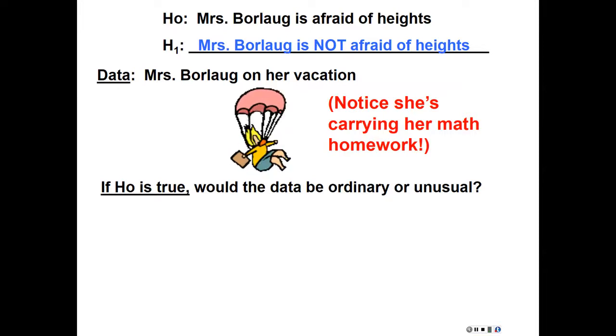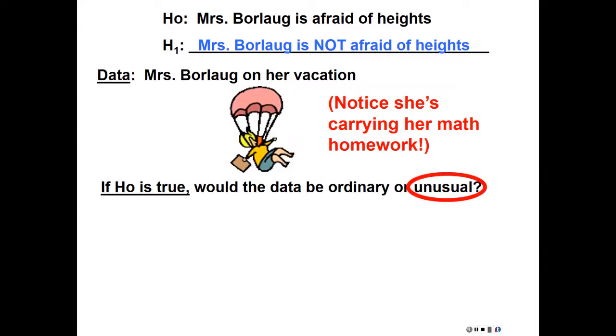Unusual. It would be unusual if she jumped out of an airplane carrying her math homework with a parachute, deserted a perfectly good airplane for no good reason, if she was afraid of heights. Now me, they'd have to kick me out of that airplane. They would have to pry my fingers off the doors. But apparently she's not afraid of heights. So if H0 is true, the evidence that we're looking at would be very unusual. People don't go jumping out of airplanes if they're afraid of heights. Agreed?